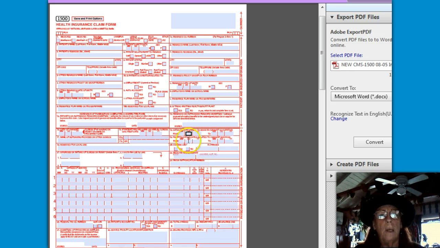CMS claim form. First thing you want to remember is that everything has to be in caps, and also you cannot use any abbreviations when you complete a claim form.